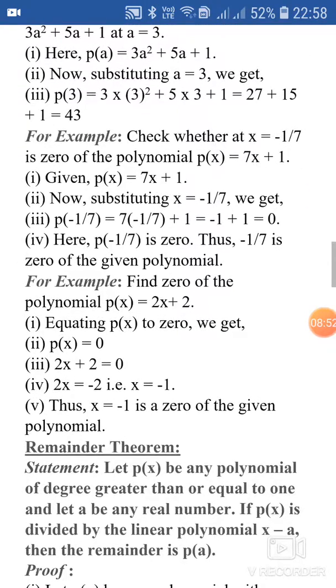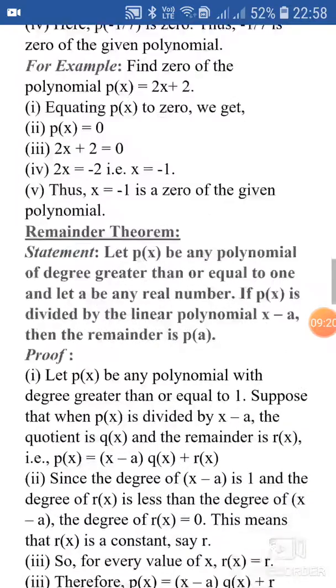Similarly, in the next example, we have put x equals minus 1 by 7 in p(x) = 7x plus 1. So 7, x value is minus 1 by 7. 7 is in the denominator, 7 is in the numerator, it will get cancelled. It becomes minus 1 plus 1, that is 0. So see, I have told you one important point. Now it's not necessary that 0 is the answer or not the answer. That we have discussed. Similarly, you can check out the third example yourself.